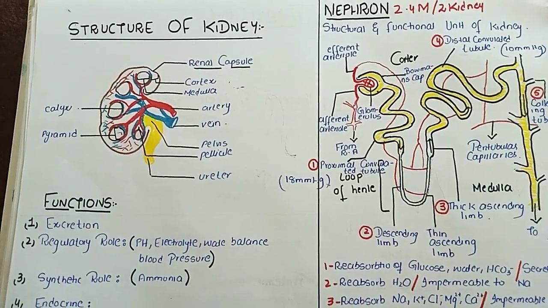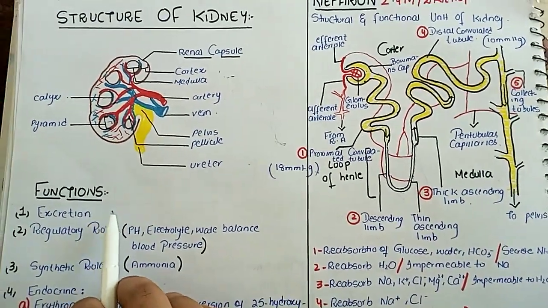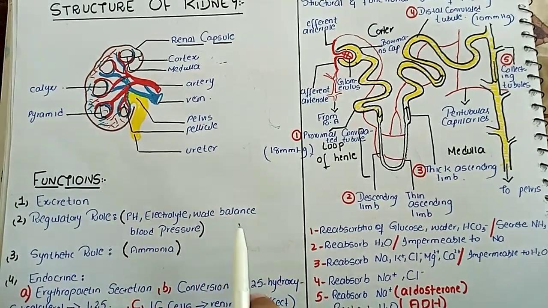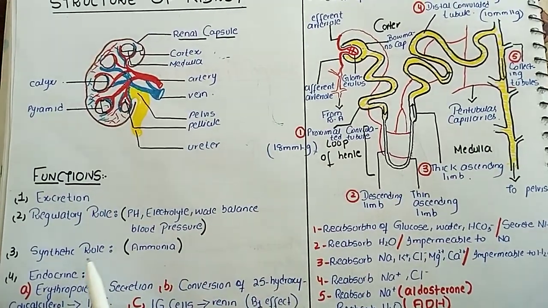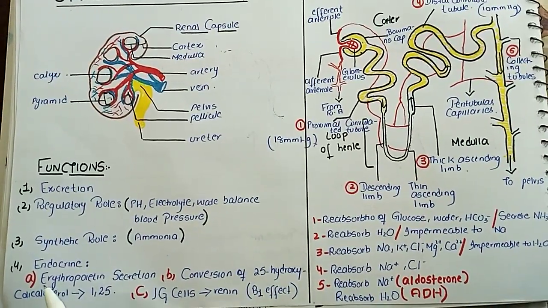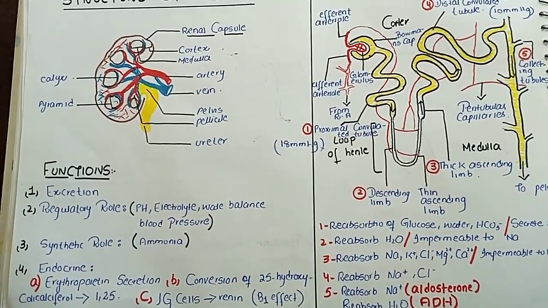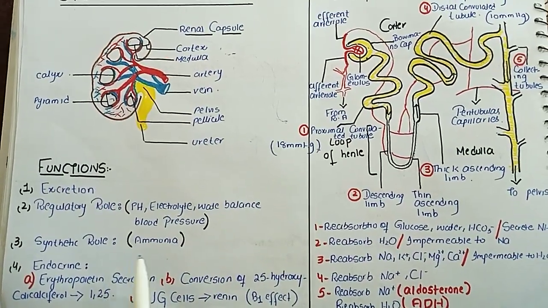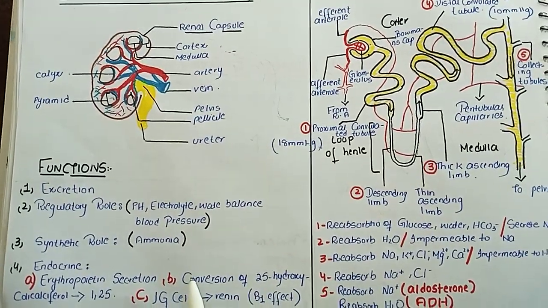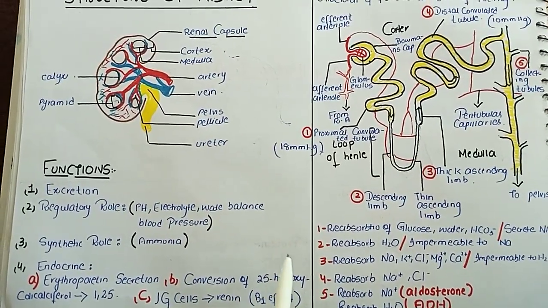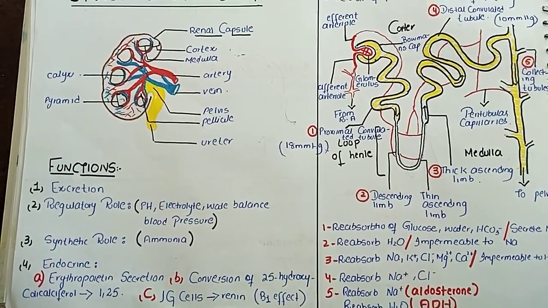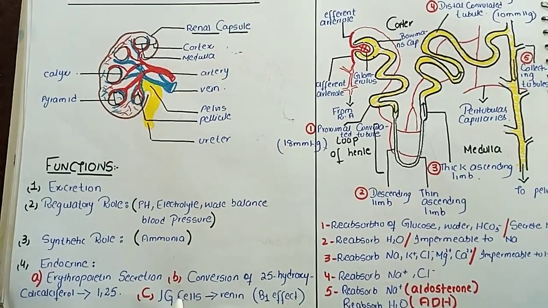The functions of the kidney are the excretion of toxic substances from the body; regulatory function, which is regulation of pH, electrolytes, water balance, and blood pressure; the synthetic role, in which synthesis of ammonia usually occurs; and the endocrine function, which is erythropoietin secretion in response to hypoxia. The second important function is the conversion of 25-hydroxycholecalciferol to 1,25-dihydroxycholecalciferol. The JG cells, which are present within the afferent arterioles of the kidney, produce renin.